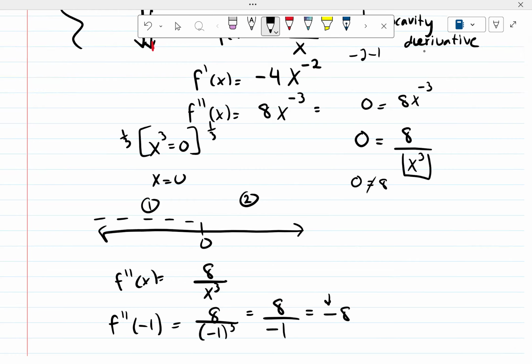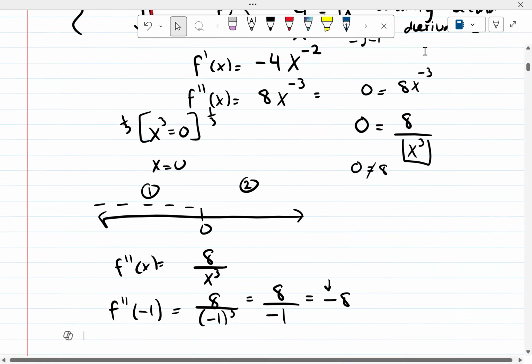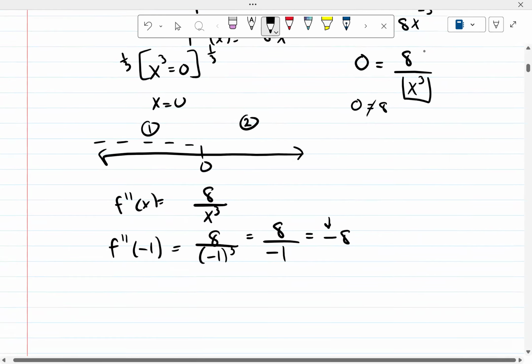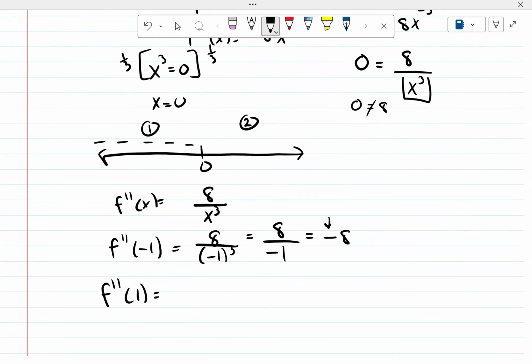And then let's test region 2. I need a number larger than 0, so maybe I could use +1. So when I do that, I get 8 over 1 cubed, which is 8 over 1, which is +8, and it's going to be positive.